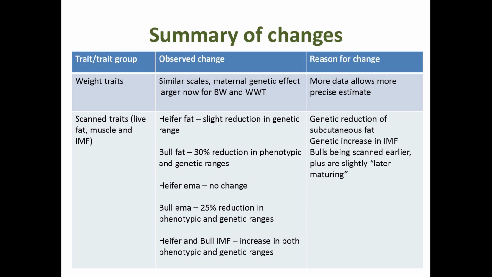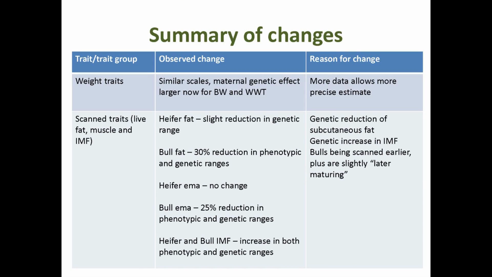Actually, it'd be better if I talked about the reason as I went down this table. I suspect the heifer fat range becoming a little bit smaller is simply because cattle have been selected to be a little bit leaner. It's not a big effect, but there's been some selection against subcutaneous fat in Angus cattle. Some of that's reflected in heifers, and so there's a slightly smaller range genetically in their fatness than there was previously.